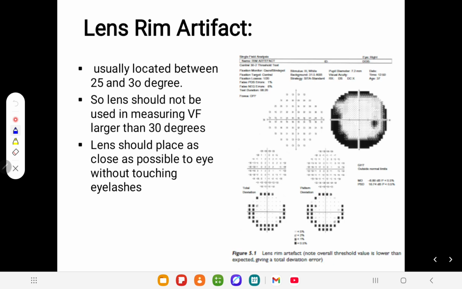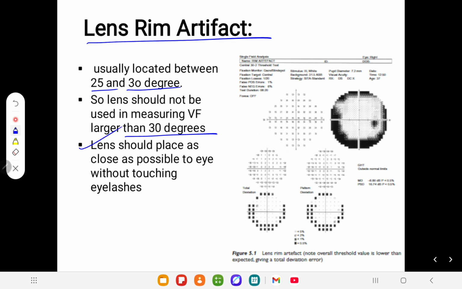Okay. So lens rim artifact, another artifact that I have seen in my bachelor's first or second year. It's very tricky. It is usually located at 25 to 30 degrees, because it's not located in the center, as the lens rim is located slightly peripheral, usually at 25 to 30 degrees. So the lens should not be used in measuring visual field larger than 30 degrees. Very important: whenever you are measuring the periphery, you do not use a lens.